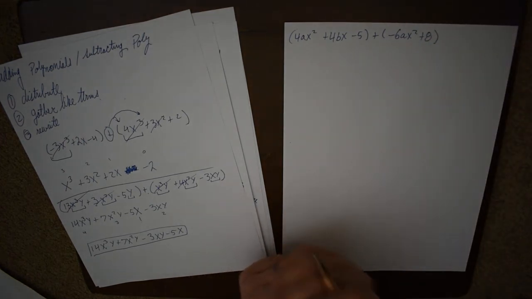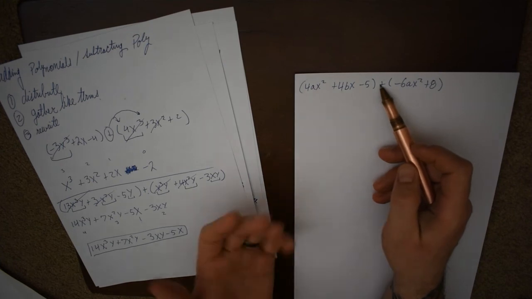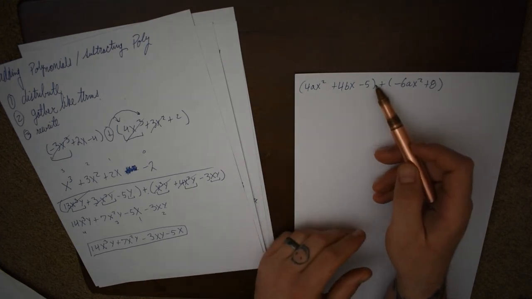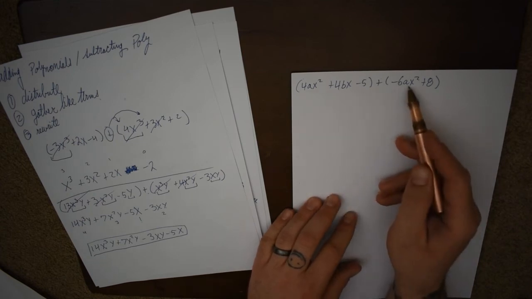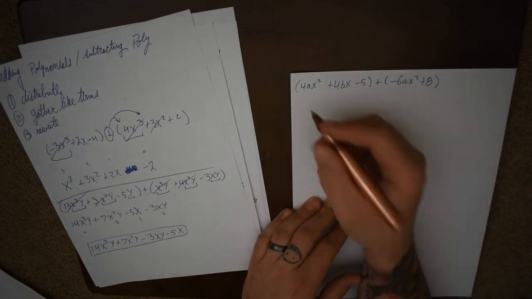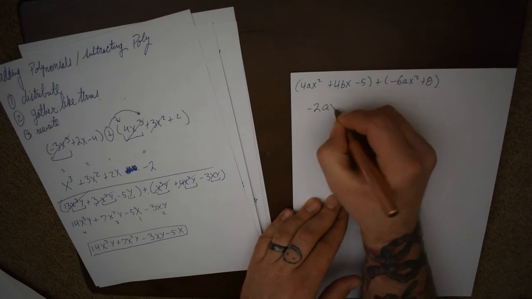Perfect. So we want to distribute. It's an addition problem, so we don't have to worry about it. So we're on to gather like terms. We've got a 4ax squared and a negative 6ax squared. When we combine those, we get a negative 2ax squared.